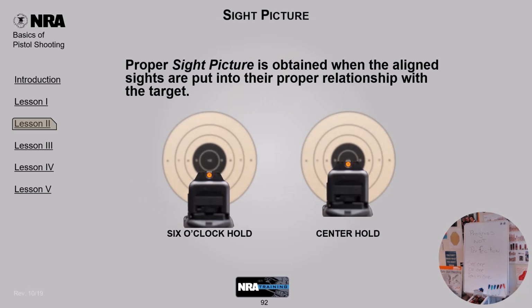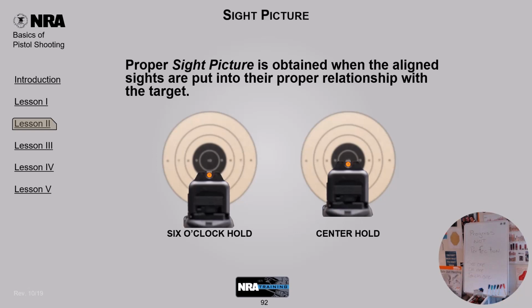Your proper sight picture is obtained when aligned sights are put in their proper relationships with the target. So the first thing that happens is you look at the target, and then you push the gun out in front of you and you see your sights. Once you see your sights, then you align them so they are proper, and then you decide where on your target they're going to be. And that is your sight picture.